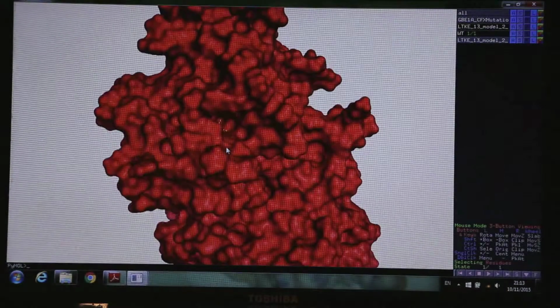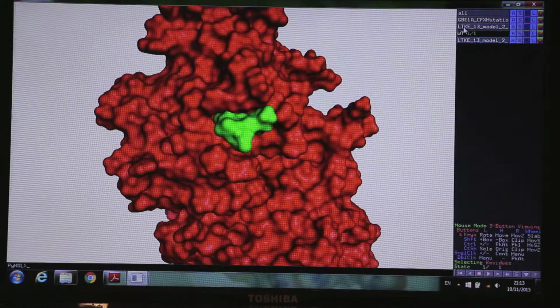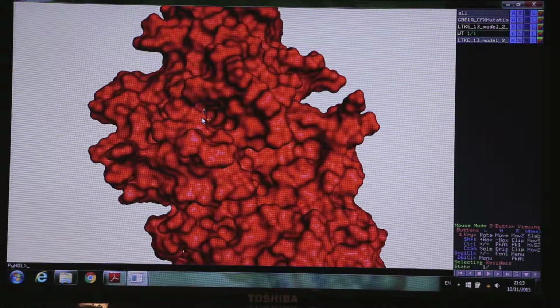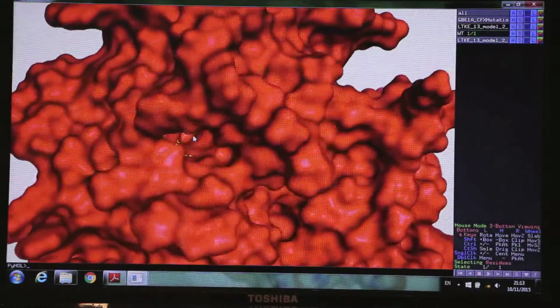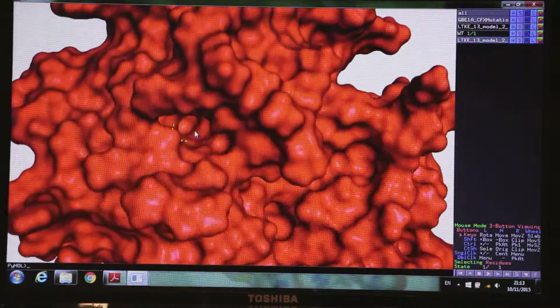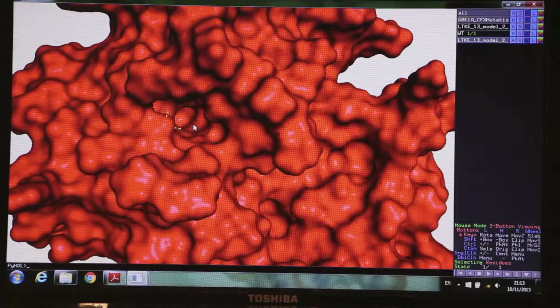The mutated glycogen branching enzyme has a little hole formed right here. And this hole is not in the active site, or nowhere near the active site of the glycogen branching enzyme, but it creates a destabilization.